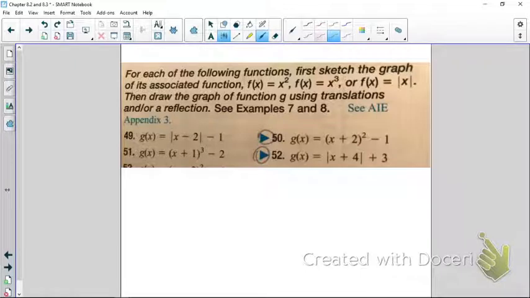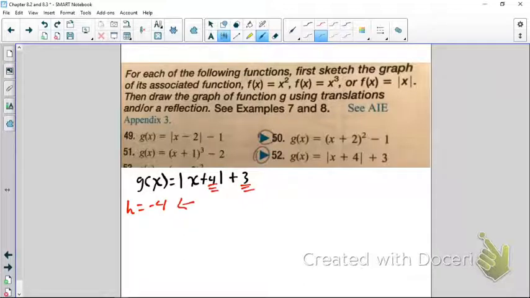Let me continue doing number 52. 52: g of x is equal to the absolute value of x plus 4, and then plus 3. So again, things that are popping out for me, h, my k, and I see that h is the opposite of what I see, so it's -4. That means I'm going to move to the left 4 units. My k is going to be +3, which means that I'm going to move up 3 units.